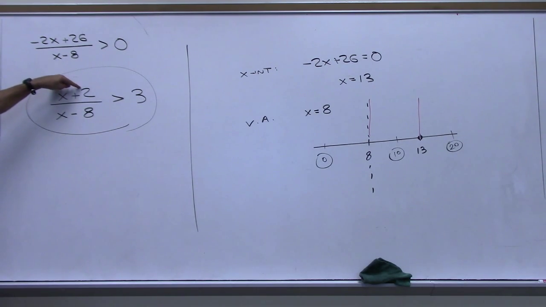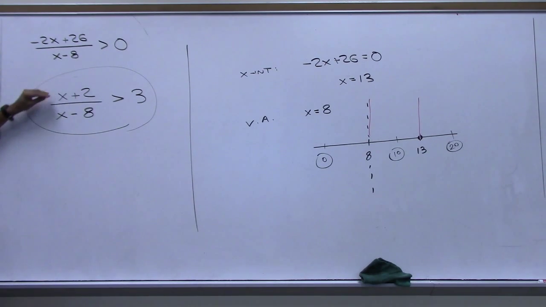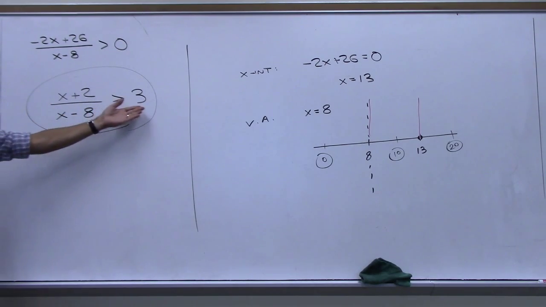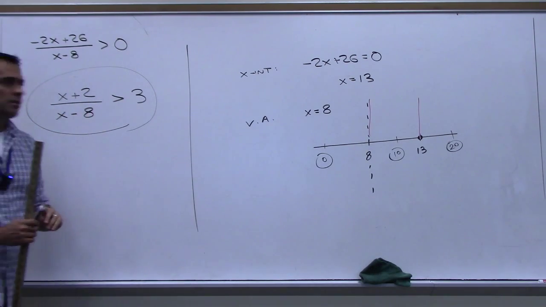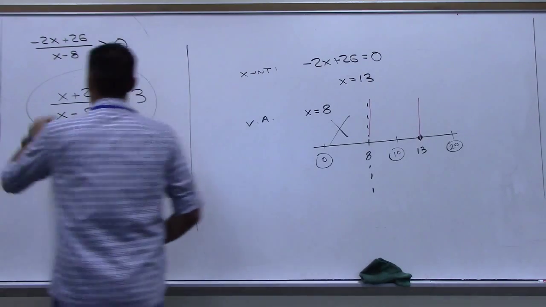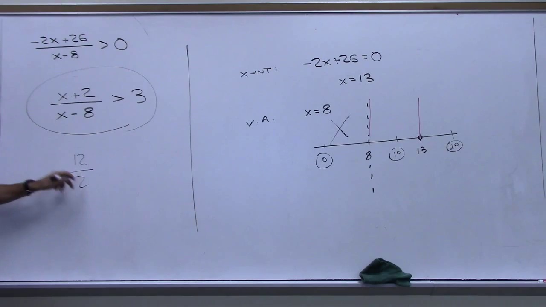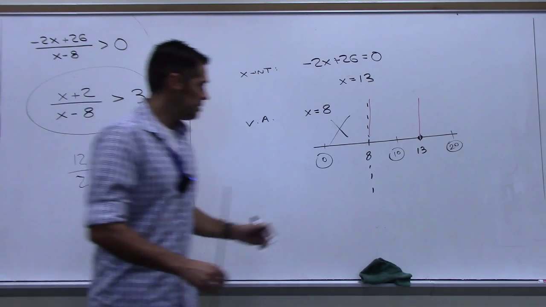I'm not going to this one, I'm going to this one. 0 here, you get 2 over negative 8. 2 over negative 8 is a negative number. Is a negative number bigger than 3? No. So that's not going to work. Okay, how about 10? Be careful here. 10 on top is going to give you 12, over 10 on the bottom is going to give you 2. 12 over 2 is 6. Is 6 bigger than 3? Yes.